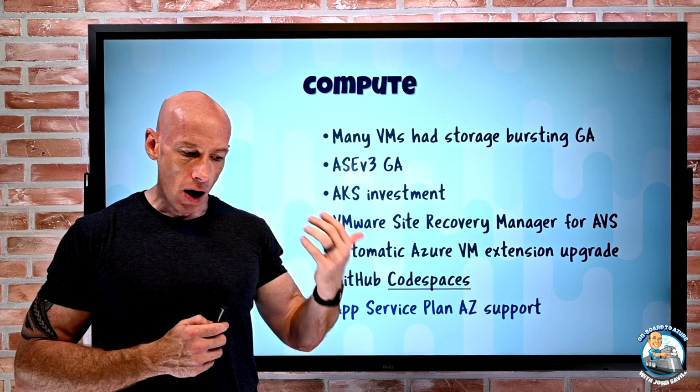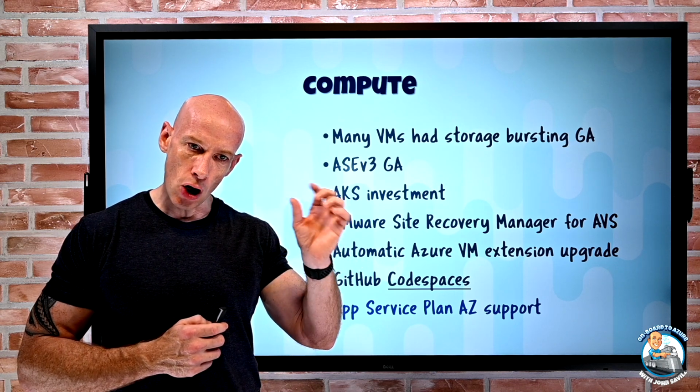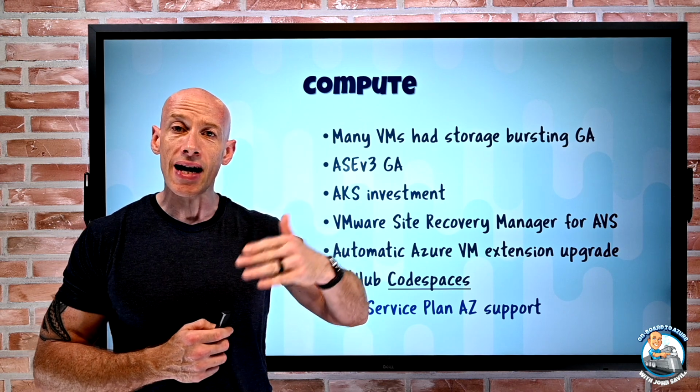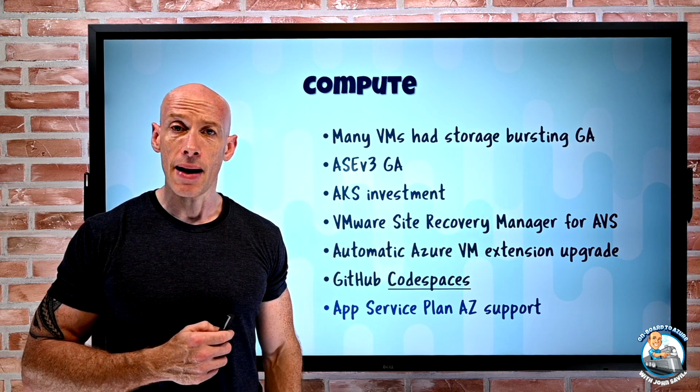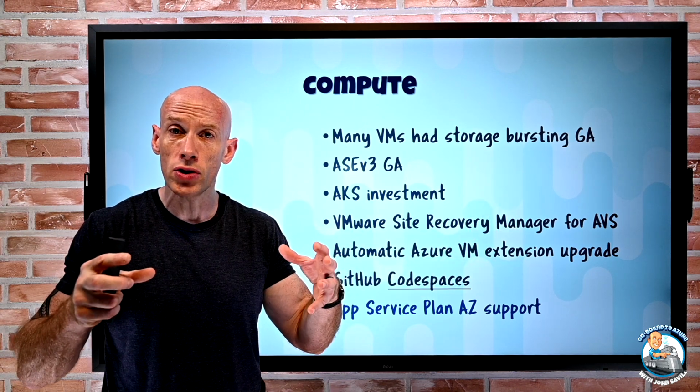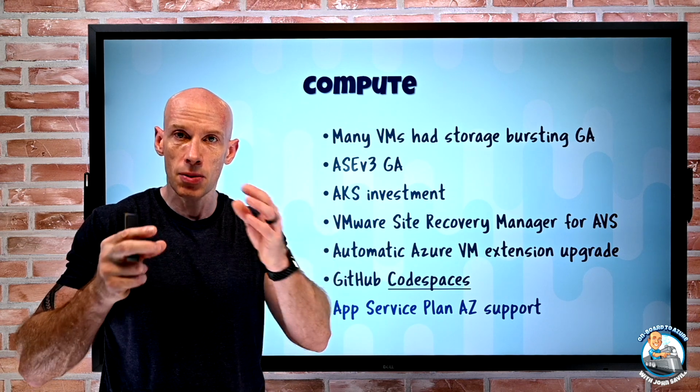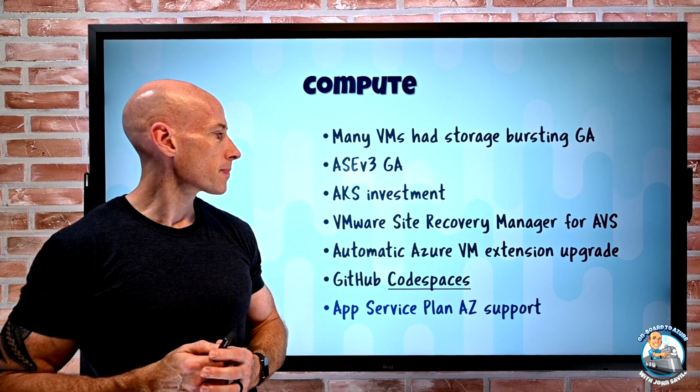Today I set that via the ARM portal. There's a properties, I set zone redundant to true, but now I can have an AZ app service plan. Obviously I need 3 nodes, 3 worker nodes to be able to span the 3 zones.